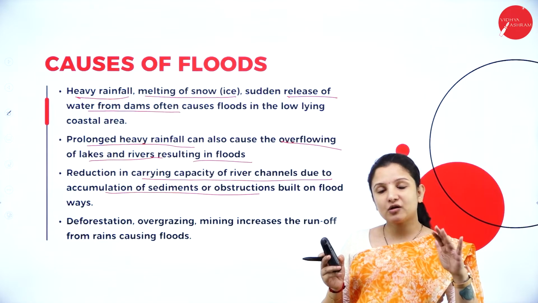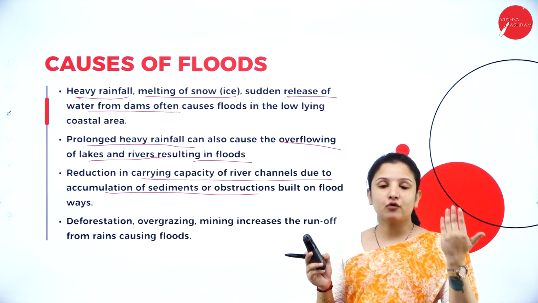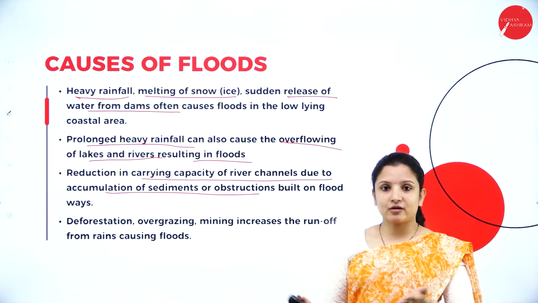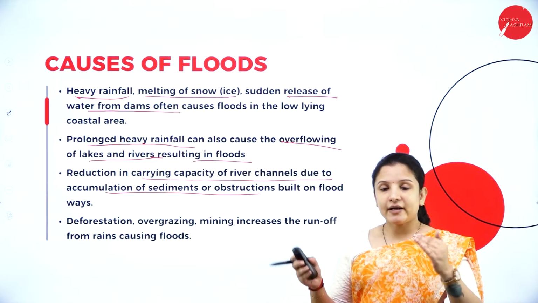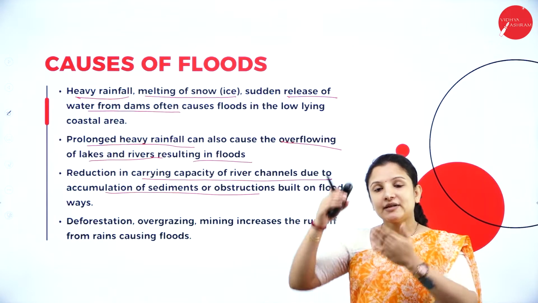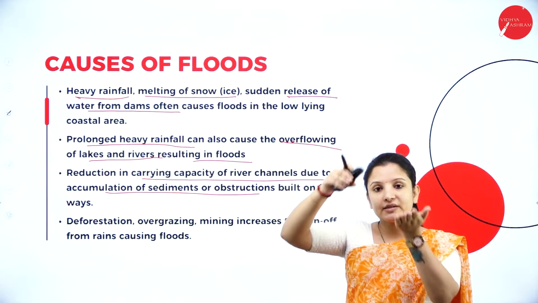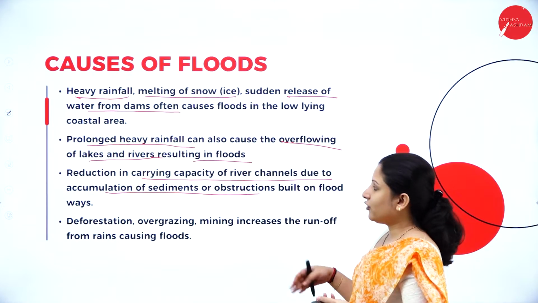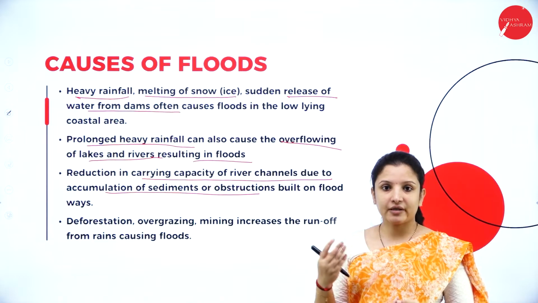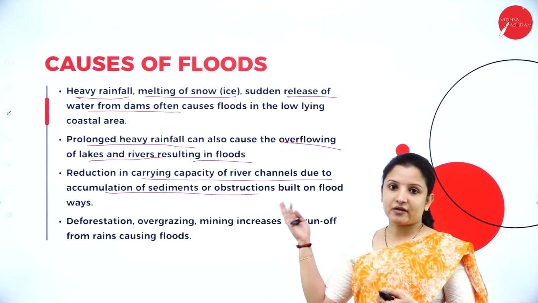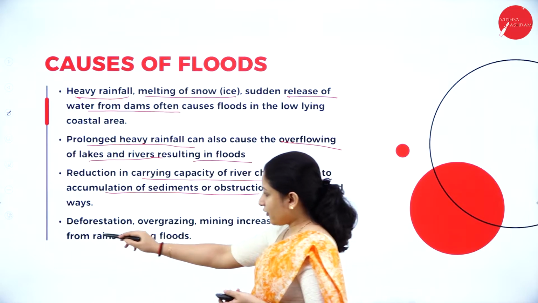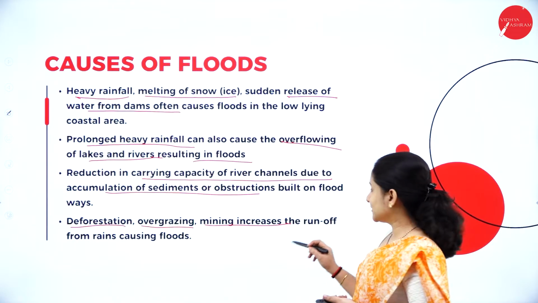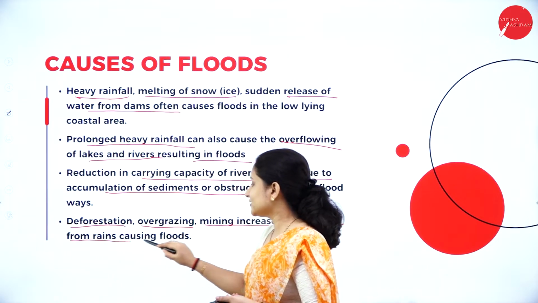But what happens here is, because of over agriculture, because of the use of over fertilizers, because of heavy rain and all that, all the soil will erode and get collected in that particular river, and it will lead to build-up of sediment. Now, when the sediment is building up, the depth of the river will decrease and the water holding capacity of the river will automatically decrease. Therefore, the reduction in the carrying capacity of water by the rivers will lead to overflow of the water, and therefore it causes flood. And deforestation, overgrazing, mining, all these also increase the runoff water from rains, causing floods.